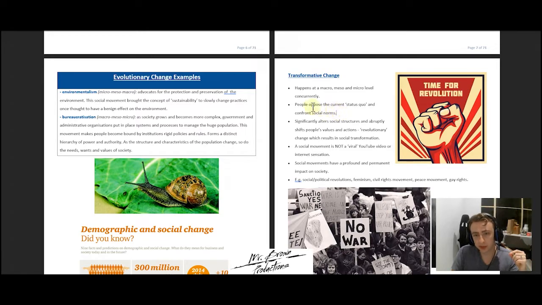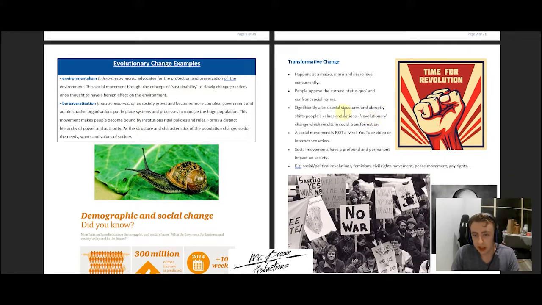Most times transformative change happens is when people oppose the current status quo and they confront social norms. That's the case in a lot of the revolutions we've seen across the world. The Russian Revolution is probably one of the most famous ones there. But the idea with transformative change, and I would highlight this, is it significantly alters social structures and abruptly shifts people's values and actions. So think of the idea of it being revolutionary.